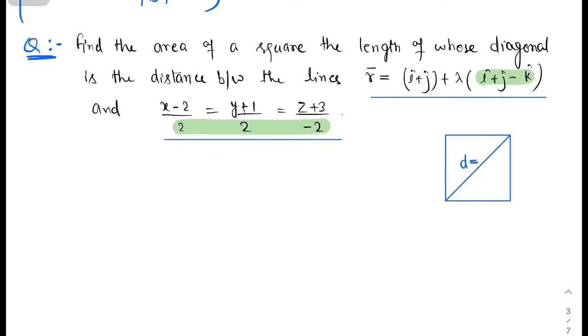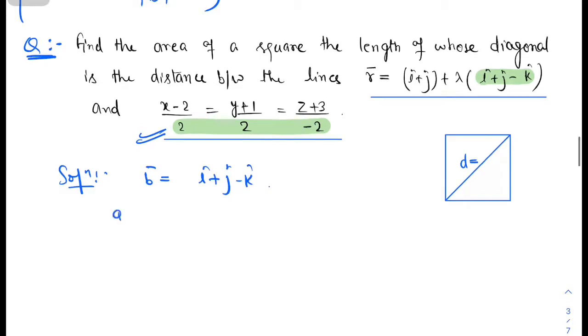The parallel vector of the first line is i cap plus j cap minus k cap, and the second line's parallel vector is 2i cap plus 2j cap minus 2k cap. You can easily see that these vectors are collinear. If you take 2 common out from here, you will be left with i cap plus j cap minus k cap. So our B vector, the parallel vector, becomes i cap plus j cap minus k cap. Okay, let's write it in simple form.